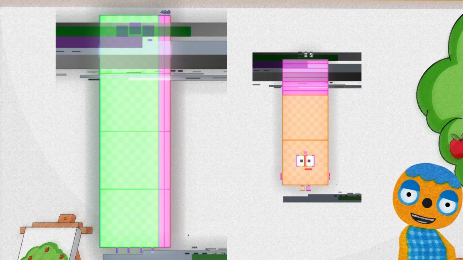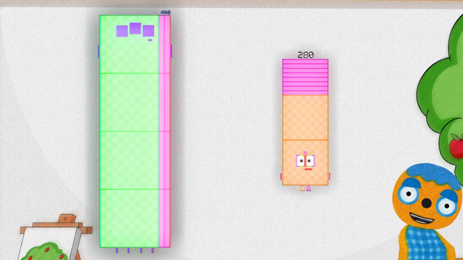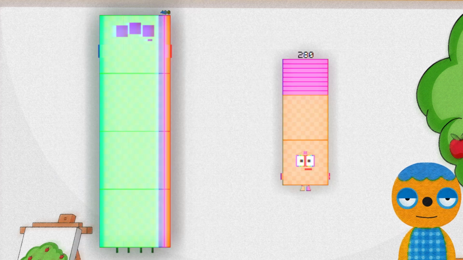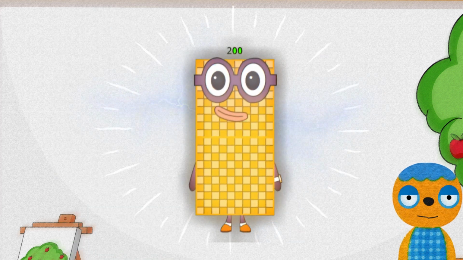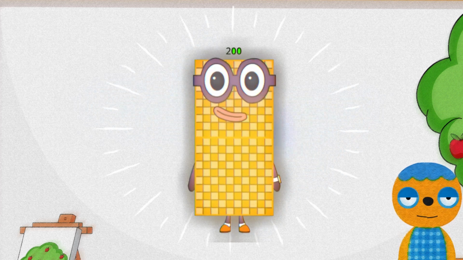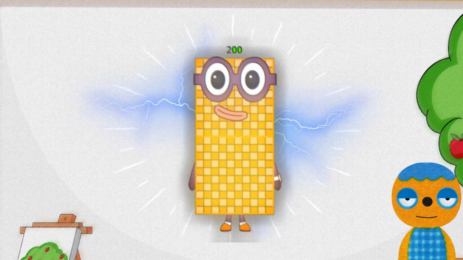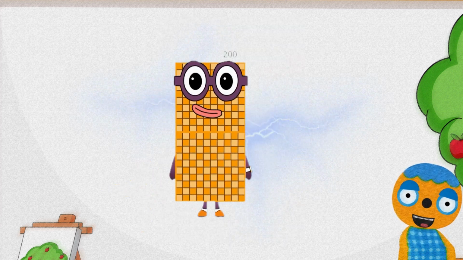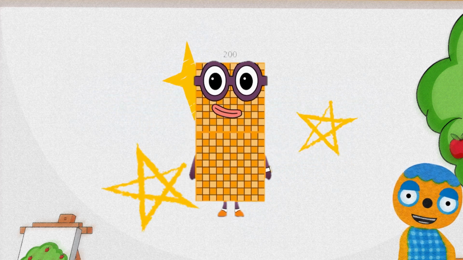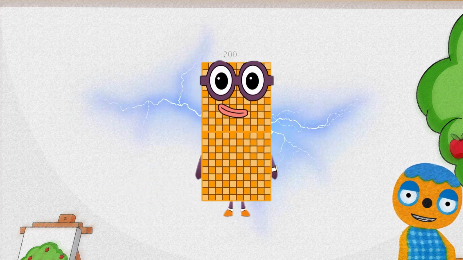What number do you see when 480 gives away 280? 200. 480 lets go of 280 and greets 200 happily.